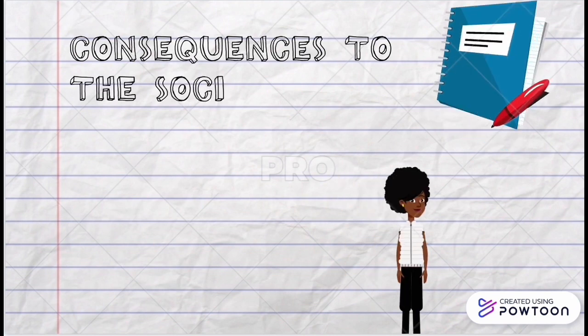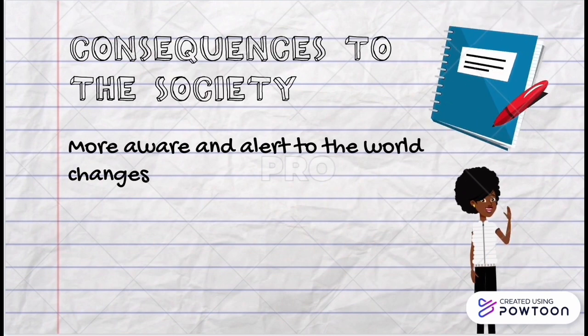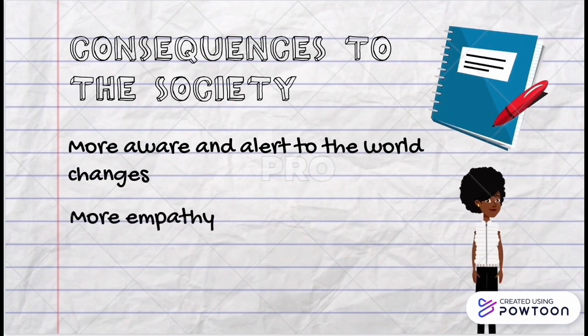For the consequences of the society, the first thing is that people are more alert to the world, meaning that people will read more to know what's happening. Next, the society will become more empathetic as they think of those who are affected. And lastly, the society is becoming more and more rational as they know what should and should not be done. Hence, there will be more understanding.